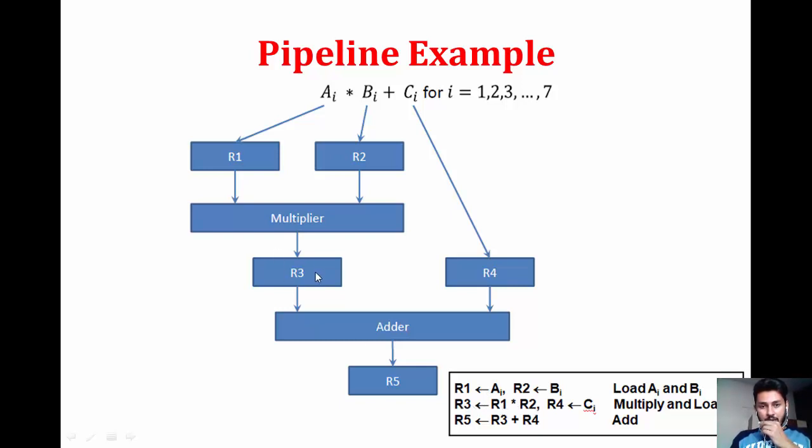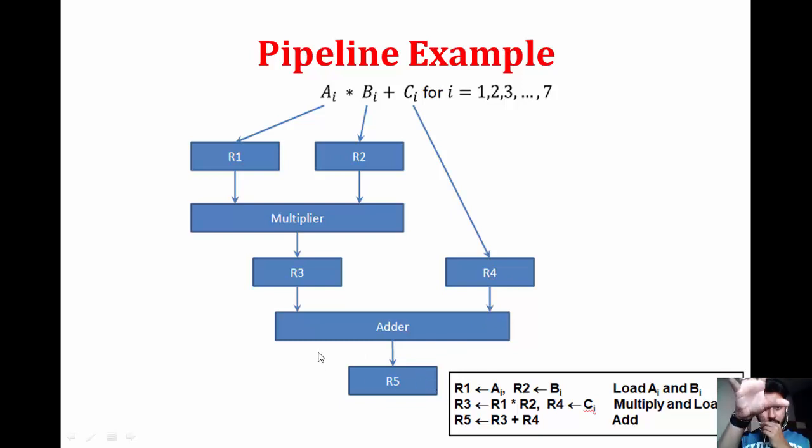At the same time, Ci, the third value, the C value, will be provided as an input to R4. So at the same time, multiplication will be done, and the input of R4 will be there from Ci. And in the third segment, addition of these two will be performed. That is, the multiplication in R3 plus R4, which is Ci, is going to be added, and the result is transferred to R5.